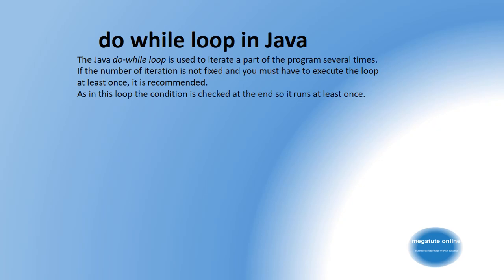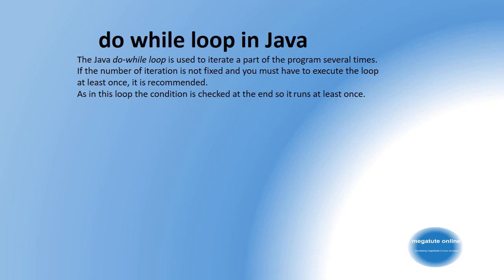Now we go for the do while loop, the third loop in Java. The Java do while loop is used to iterate a part of a program several times, just like the other loops. But if the number of iterations is not fixed, we should go for this, and it has an advantage that it gets executed at least once. When we want to execute something at least once, and then decide whether we want to go for that loop further or not, this is the best loop to be used. As in this loop, the condition is checked at the end, so it at least runs once.